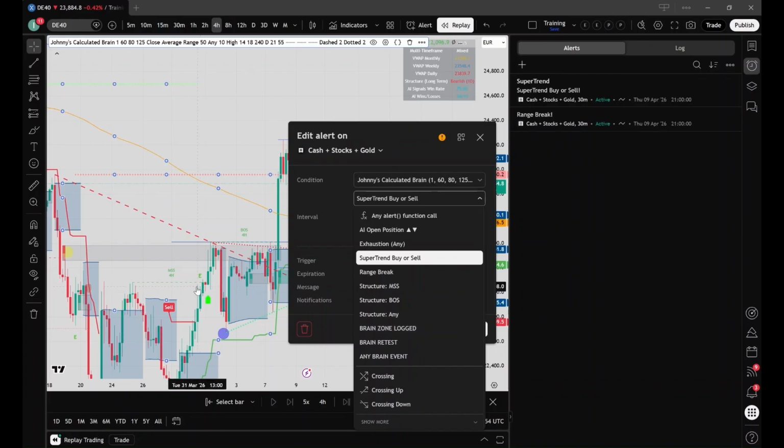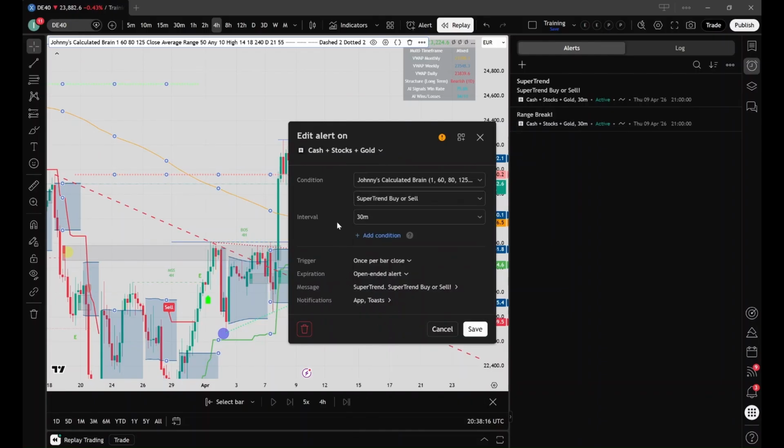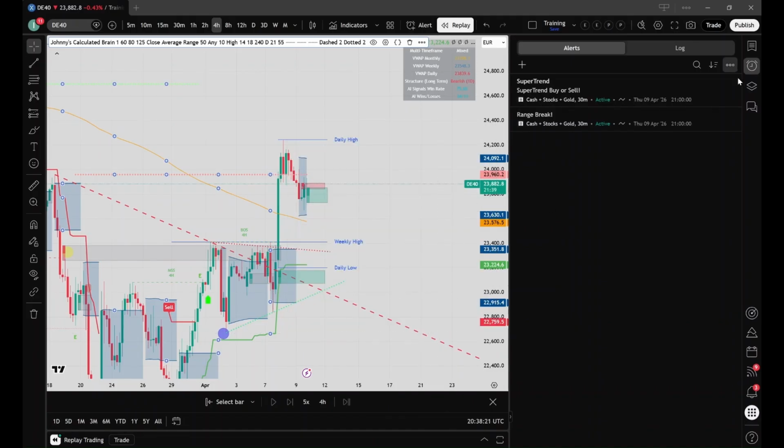Brain zone logged, which is if a new brain zone appears, you'll be alerted. A brain zone retest would be if a previously formed brain zone is being retested, or if price is within that box. And any brain event is if either of these are happening, then it will alert you. So that's how much I've trimmed this down. So yeah, it's all very neat and tidy now.